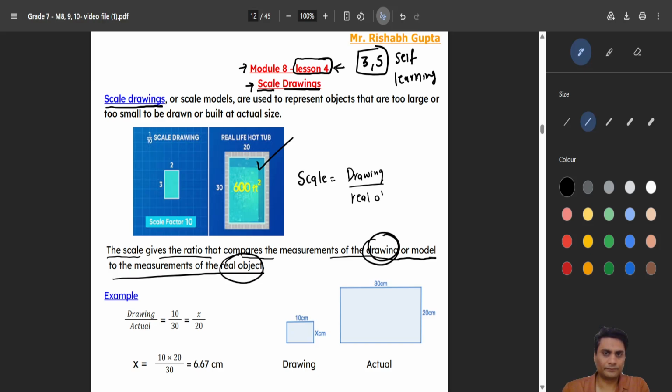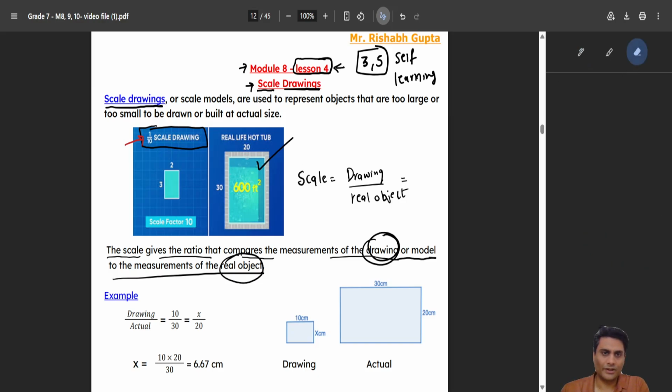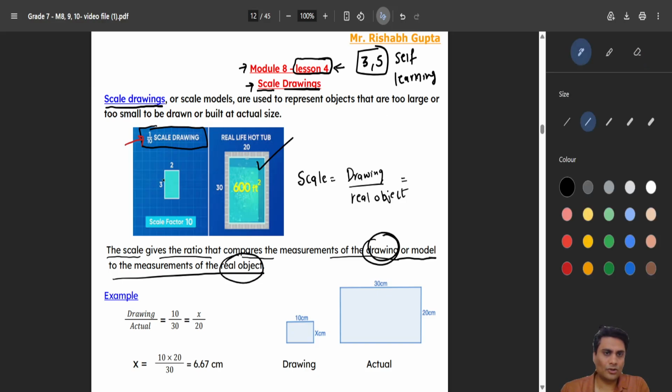Correct? He mentioned the scale is 1/10 here. See? Yes or no? 1/10. How did I get this? Let us find out from here. In the drawing, tell me, what is the length? 30, correct? No, sorry, it is not. This is the real object. In the drawing, what is the length of my swimming pool, this hot tub? 3, correct? And in the real object, it is 30, correct?